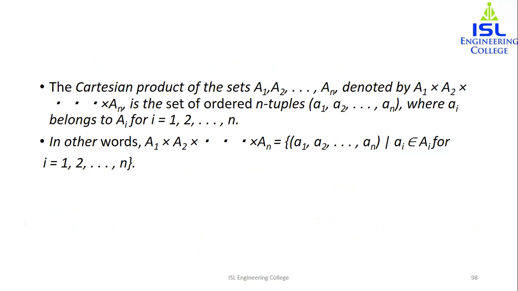Now, what is the Cartesian product of multiple sets? The Cartesian product of multiple sets will have to be denoted by ordered n-tuples. So if A1 has small a1, A2 has small a2, and An has small an, then in the same order we have to write a tuple. In other words, we have to write tuples for all of them.